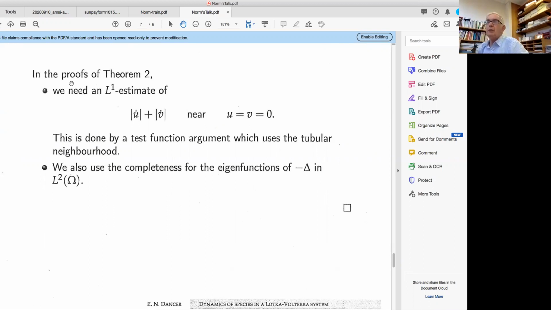The other thing we need to use is that the span of the eigenfunctions of minus Laplacians in various spaces gives you the whole space in some sense. And that is also important in the argument. In fact, it's crucial. And I'll come back to that in a moment.